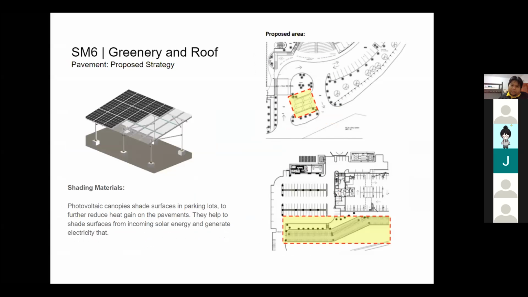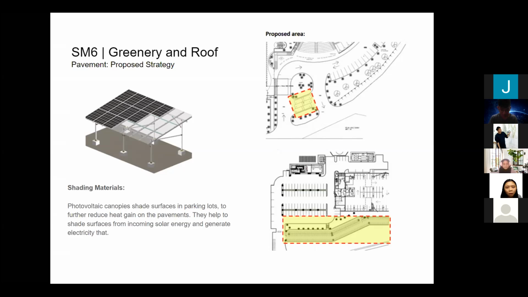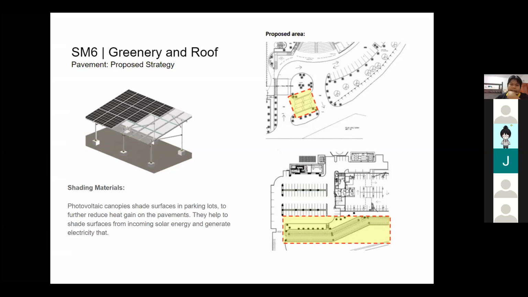The other strategy is to cover some of the car parks, because the visitor car park in front of our faculty is not roofed. I think using photovoltaic canopies can benefit, because previously in SM4 we also suggested green vehicle parking for EVs. So I think this can gel very well with the proposal. Something more feasible is to use this one, because there's already a roof covering the whole motorcycle car park.